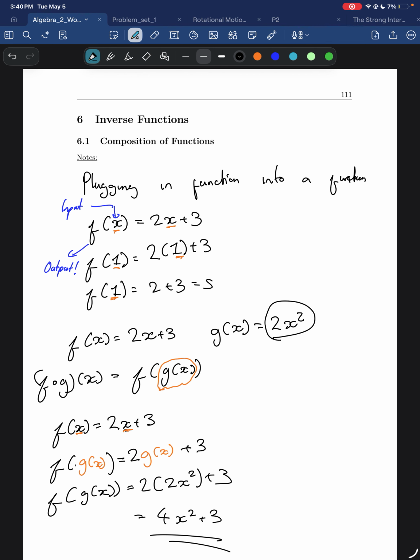You are given a function outside, and then you plug the function inside into the function outside. That's basically how you do it. I hope this helped, and we will definitely get more practice in class.